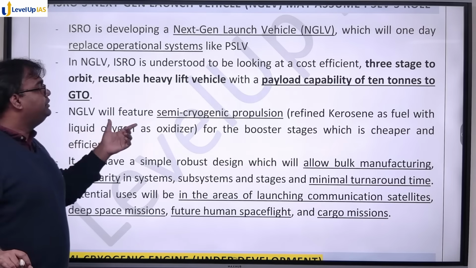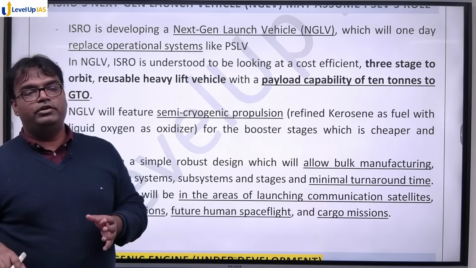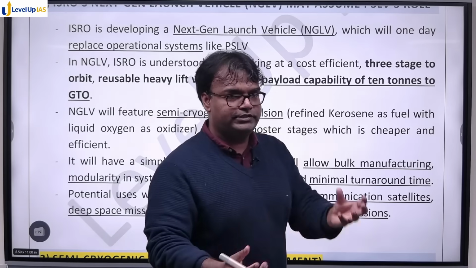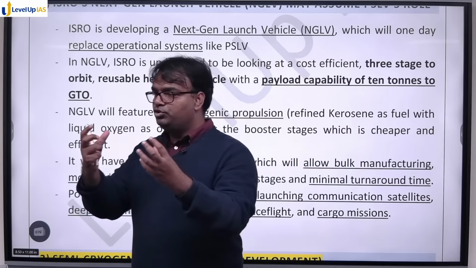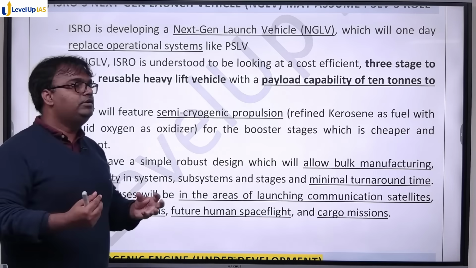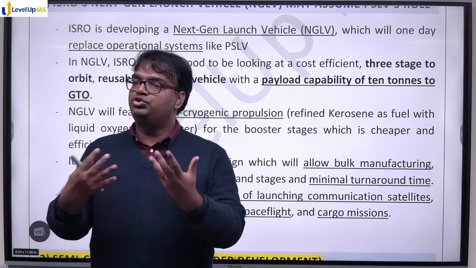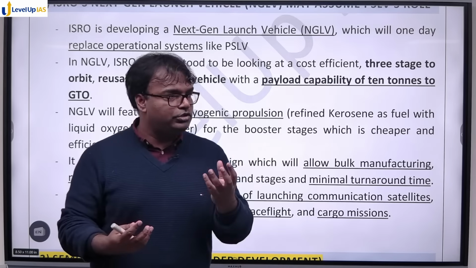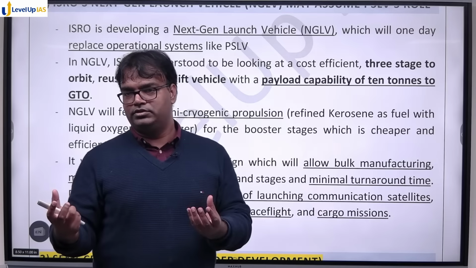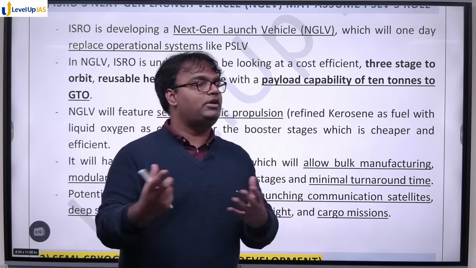It will be featuring what is called semi-cryogenic propulsion. In cryogenic, what do we have? We have both fuel as well as oxidizer at cryogenic stage: liquid hydrogen, liquid oxygen. Both of them have to be kept at very low temperature. In a semi-cryogenic engine, the fuel that we use is kerosene, a modified form of kerosene called ISROSENE. Kerosene can be kept at room temperature, but the oxidizer used is liquid oxygen, so it has to be kept at cryogenic temperature, and that's why this is a semi-cryogenic engine.